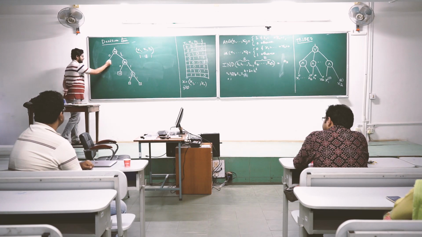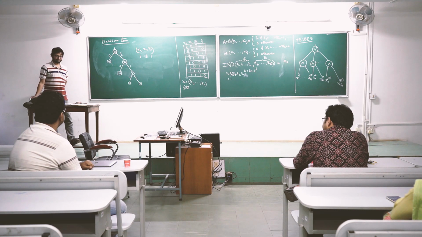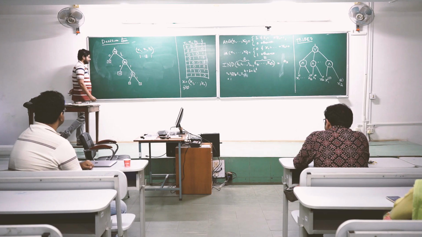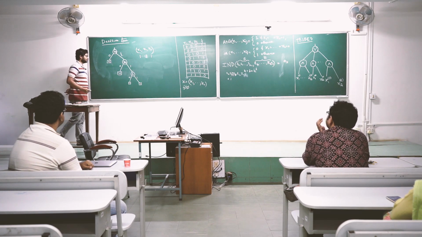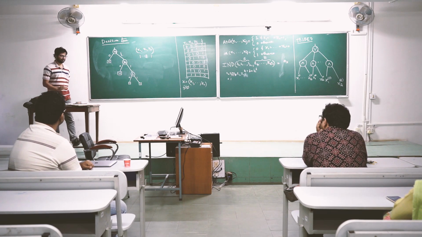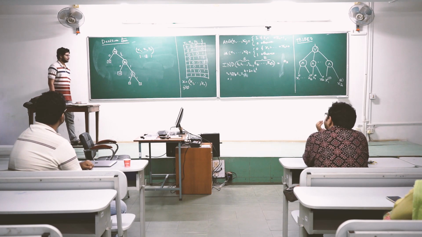So this is called a deterministic decision tree that computes the AND function. Now I would like to talk about the complexity. It's an algorithm that computes a Boolean function, so I'd like to talk about its complexity.